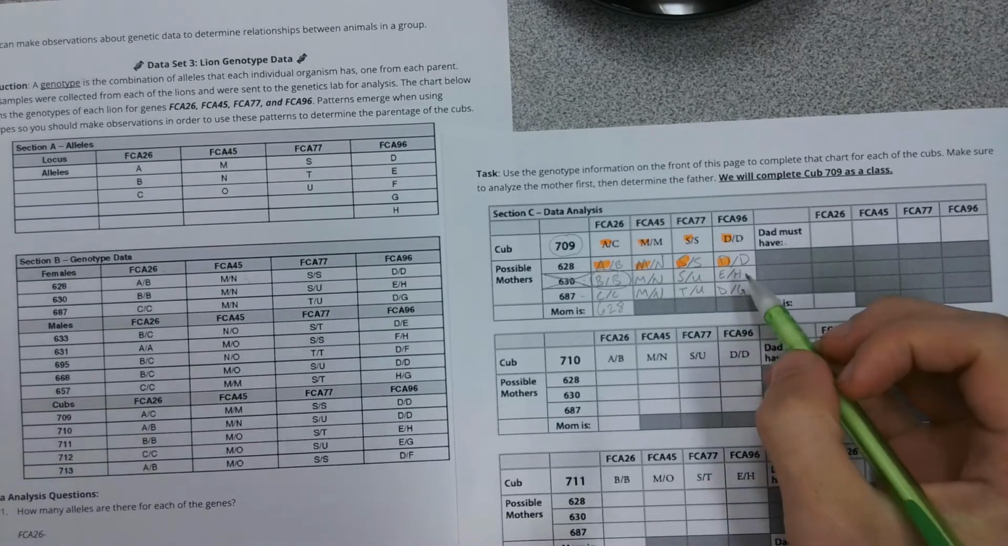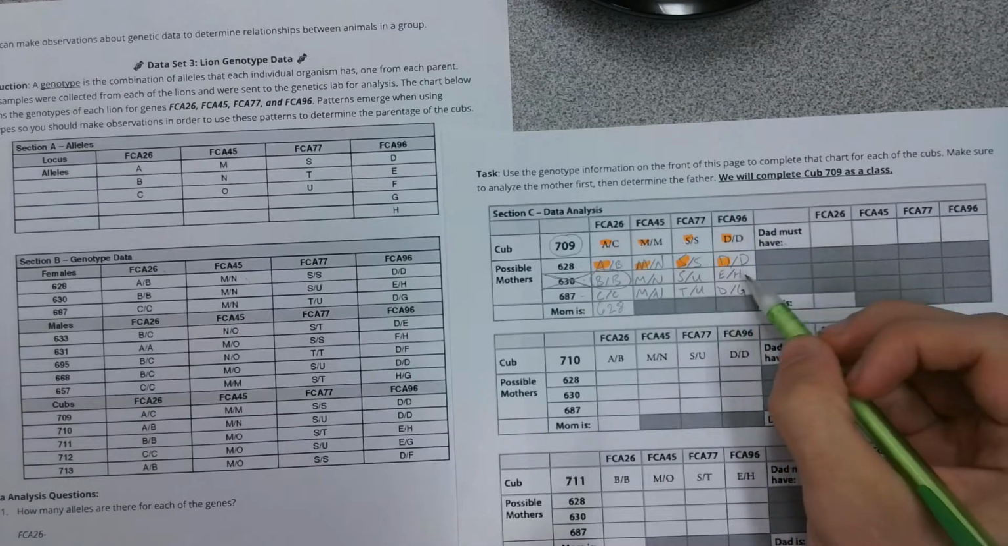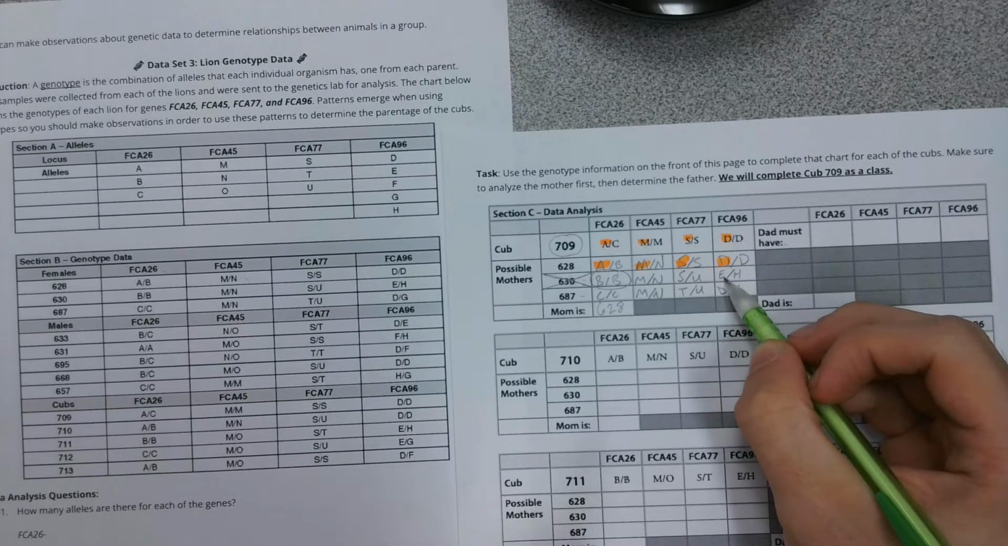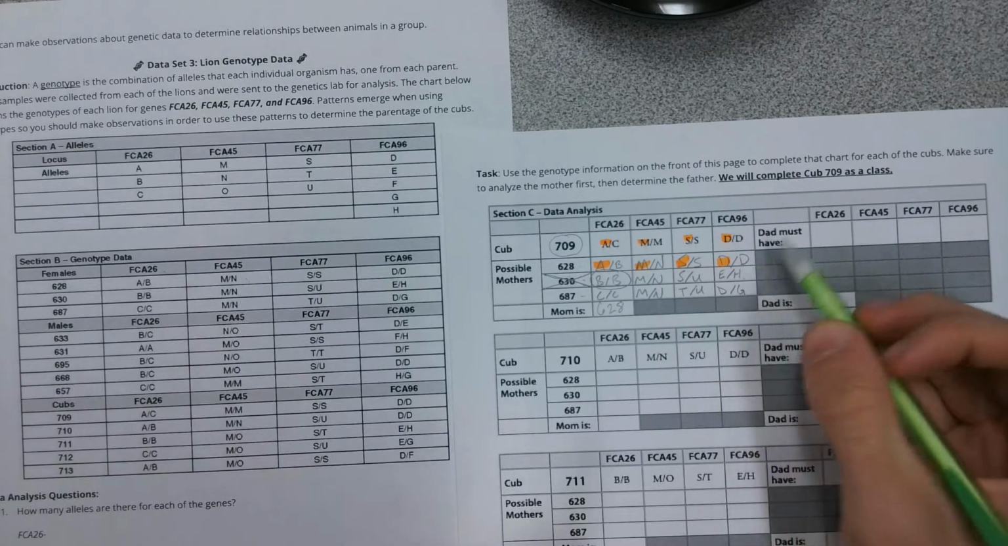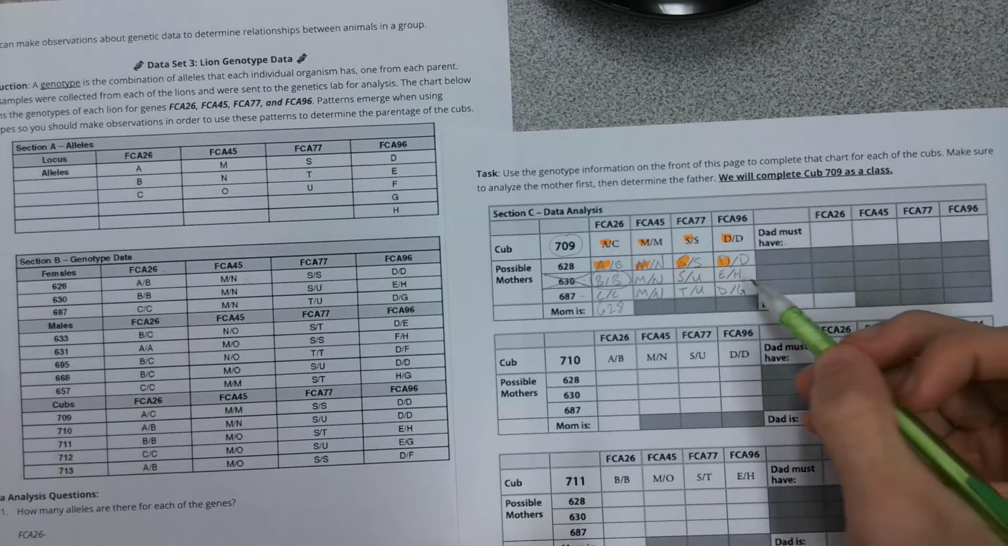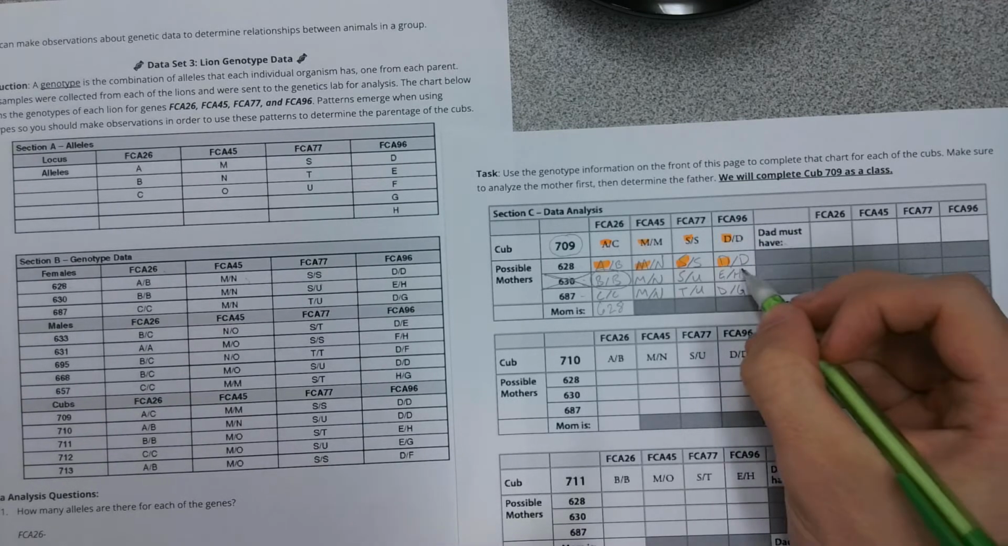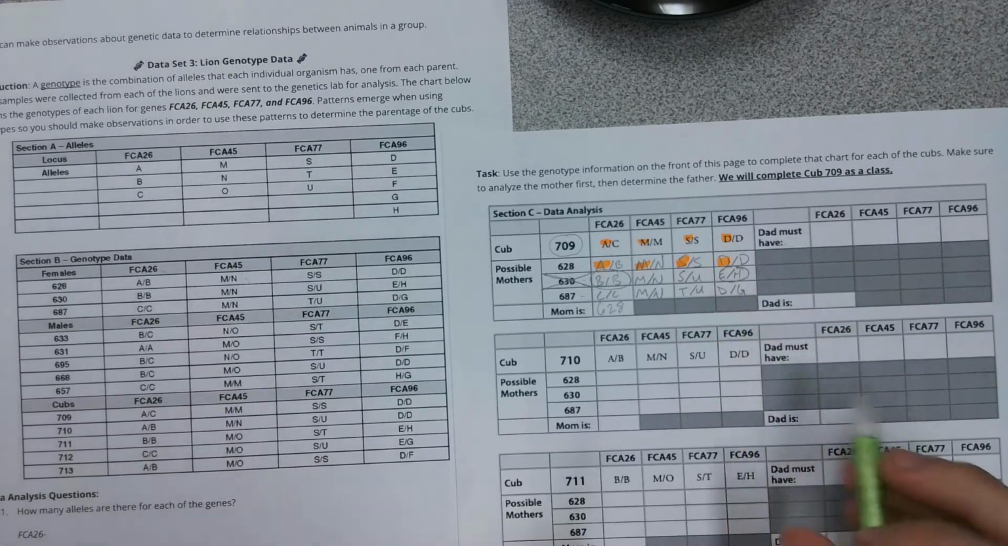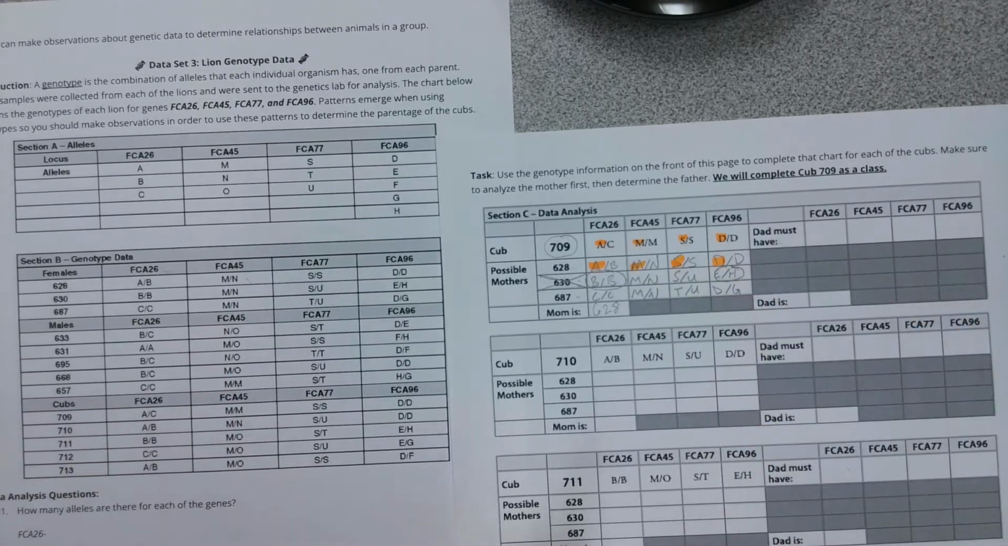Another good example of this is, look at gene 96 here. 630 has EH, but our Cub has DD. I don't see a D anywhere here. So again, 630, it's just not possible.